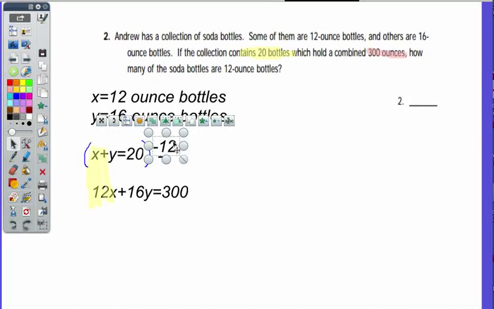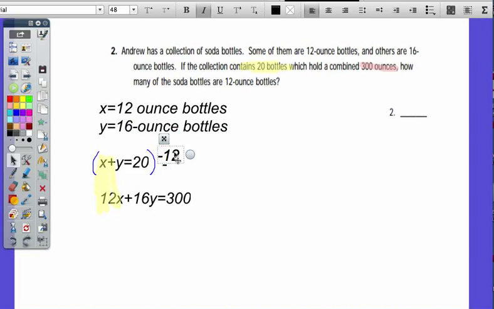So since I want to solve for Y, yeah, no, I'm still doing okay. Nope, I want to solve for Y, X. So I want to multiply this by negative 16 so that my Y's go away, and then I'm solving for X.